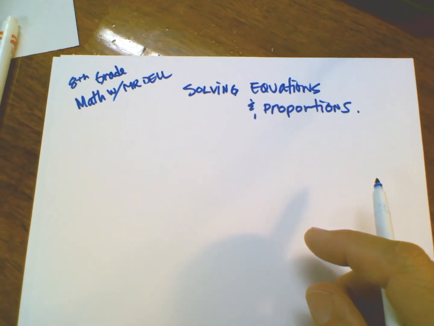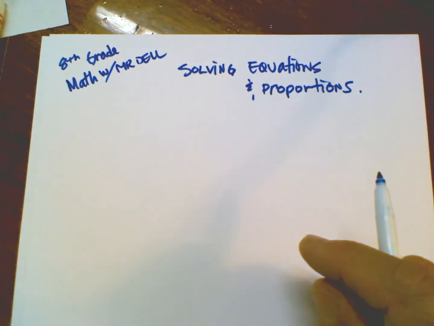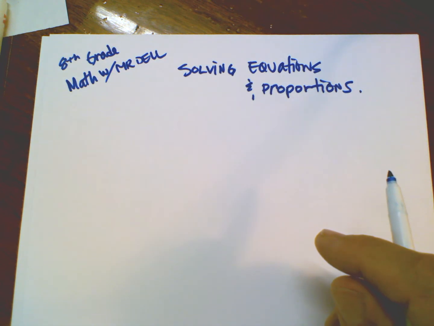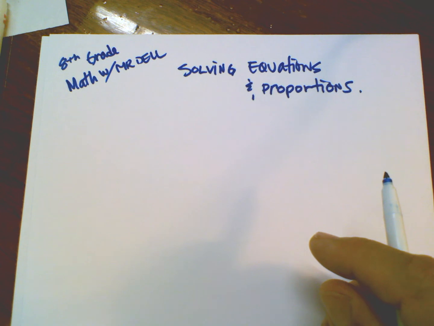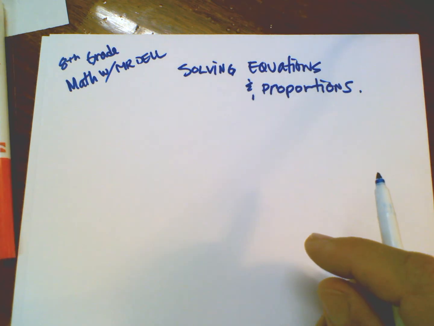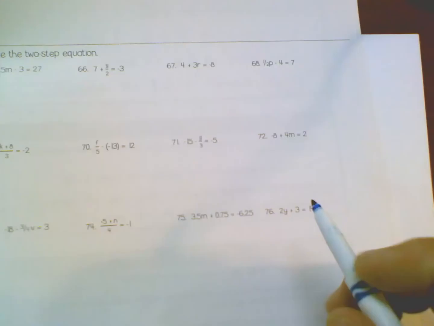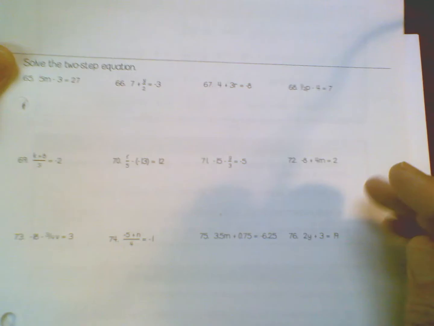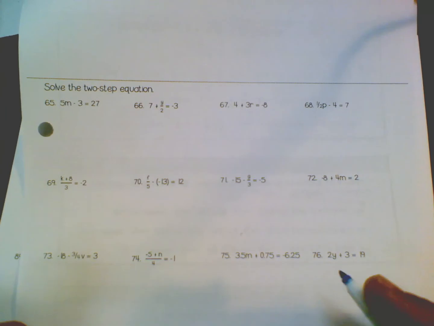Hey folks, so we're going to look again at some example questions from the homework packet. This is 8th grade math with Mr. Dell. I'm looking at the packet, and specifically I got asked about questions in this section, the two-step equations, as well as the solving proportions. Let's do number 69 and number 79. Those are the two that I'm going to go over today.